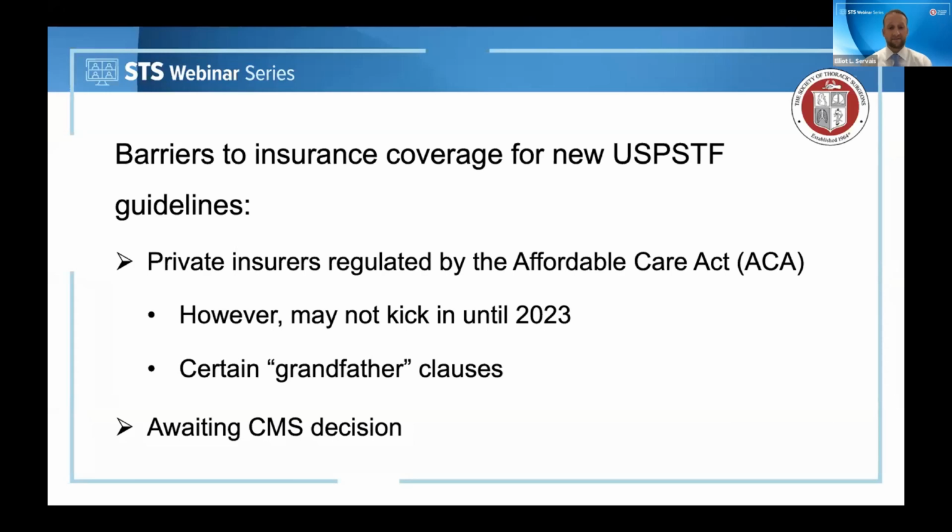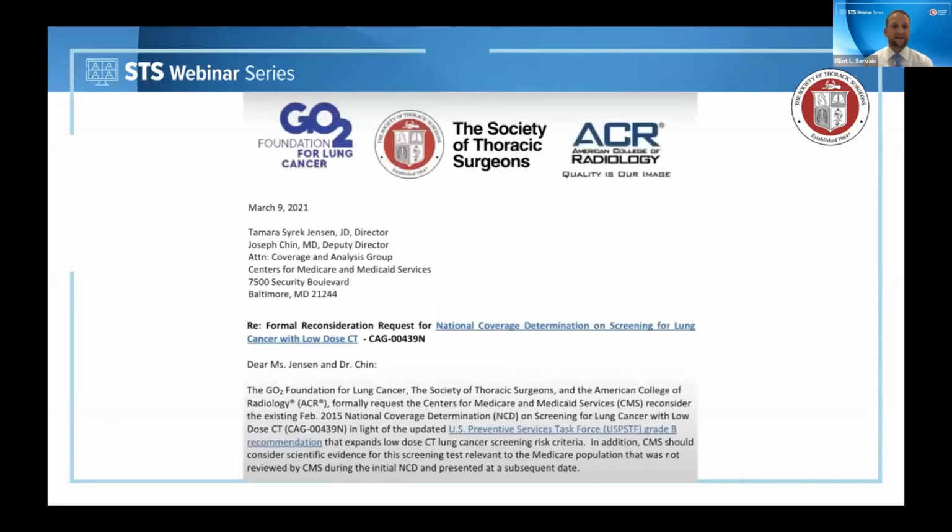So we are awaiting a CMS decision on what the CMS coverage will be. And in fact, the GO2 Foundation for Lung Cancer, along with the Society of Thoracic Surgeons and the American College of Radiology, came together. And as you see here, just after the release of the USPSTF update, sent a recommendation to CMS for coverage determination and really urged more coverage along the lines of the new NCCN guidelines. The period for public comment on this ended June 17th, and we are now waiting for the final determination from CMS on what the coverage will be.